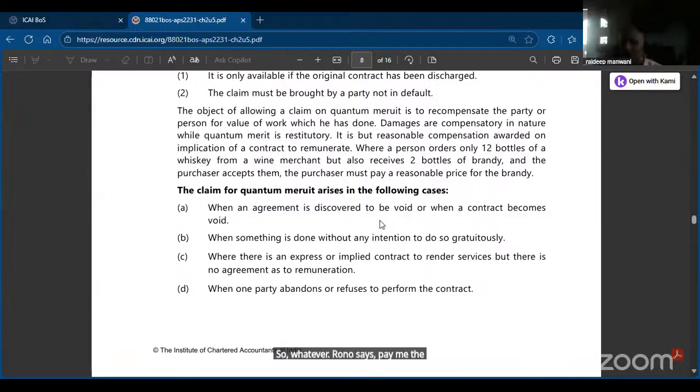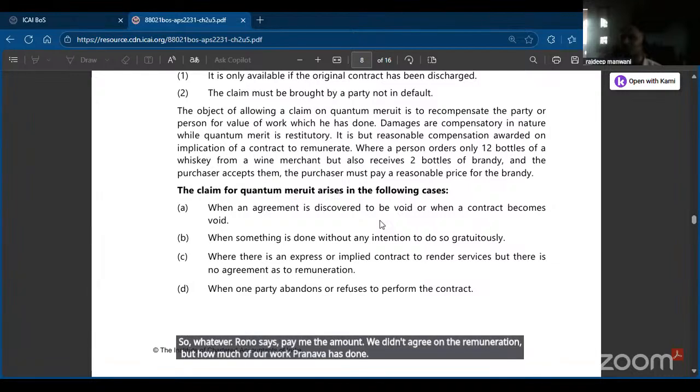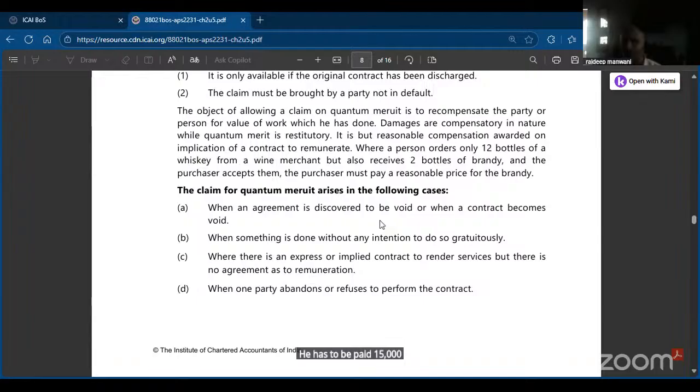Pranav says, pay me the amount. We didn't agree on the remuneration. But however much work Pranav has done, a reasonable amount has to be paid. Let's say he's worked for 10 days and a painter is paid 1,500 per day, he has to be paid 15,000 rupees. Understood? So who gets to decide the price? The court. The court will make a reasonable estimate of what the remuneration payable is. Understood?